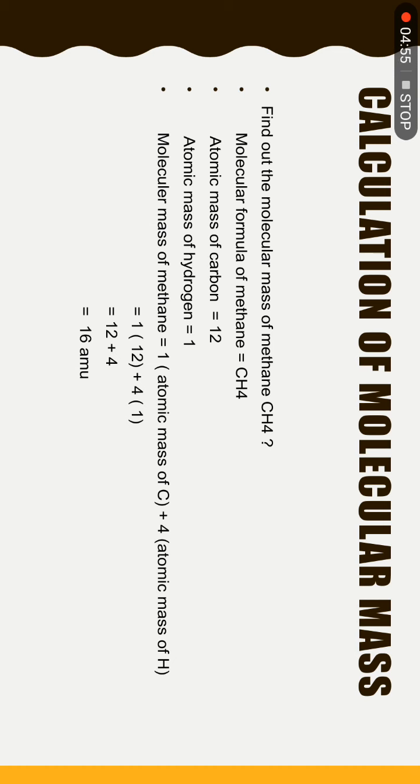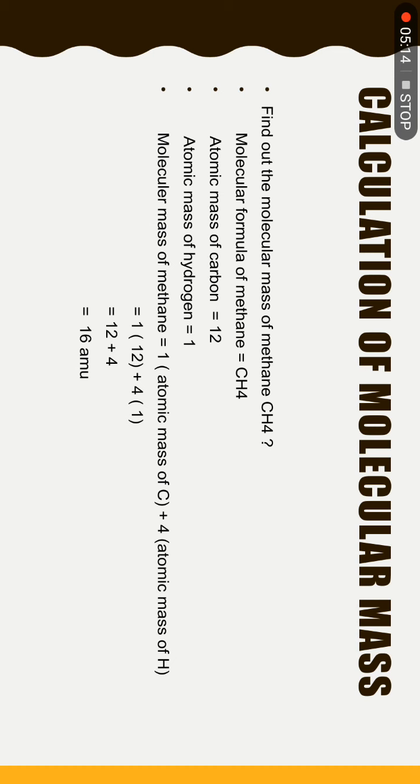If you read the chemical formula of methane, there is one carbon, so we will have to multiply 1 with the atomic mass of carbon, and there are 4 hydrogen atoms given, so we will have to multiply 4 with the atomic mass of hydrogen, and we will have to add both these values.